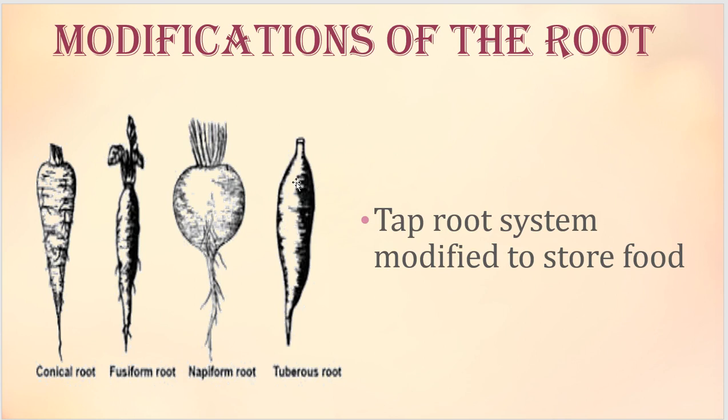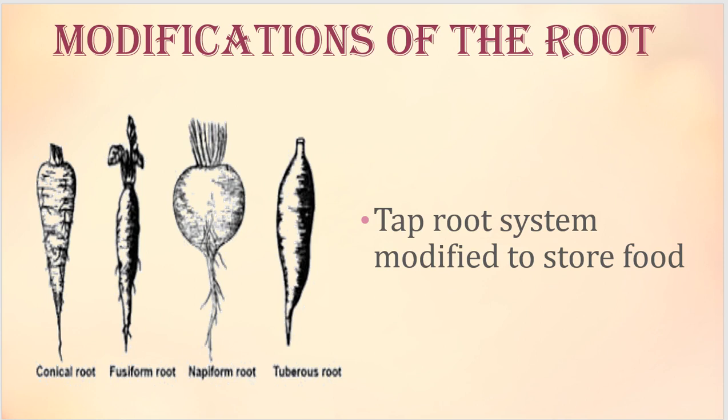And the next one is tuberous root. In tuberous root, the primary root stores food and it doesn't take any specific shape. The best example for tuberous root is Mirabilis jalapa, the four o'clock plant's root. Okay, tuberous root. So these are the four different types of root that we could notice in the taproot system when it modifies itself to store food and also for perennation.